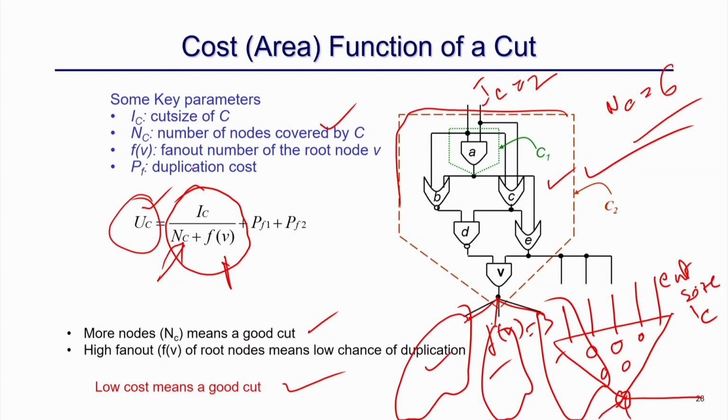And this IC is the size of the cut. So, the cost of that particular cut is given by IC by NC plus FB. You can understand, if the number of nodes is big, and the fan out from this node is big, then this value will be less, right. So, that will become a good cut.